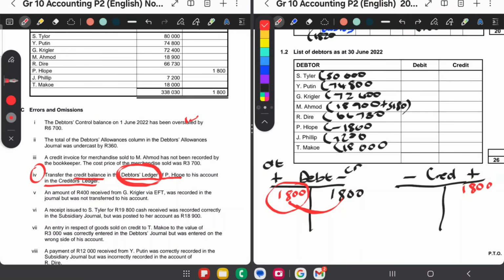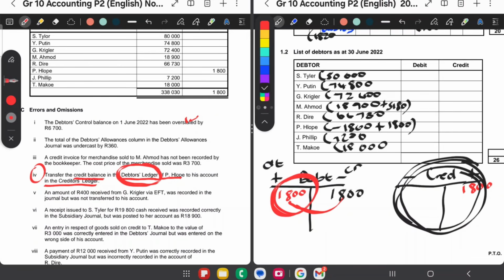So what did I do in terms of the debtors ledger? Because I'm not busy with creditors, eh? I'm busy only with the debtors ledger. The only thing I did, I added the 1,800. So I just cancelled the credit balance, eh? So I'm going to go to P. Klope's account. And I'm now just going to add 1,800. Can you see that's now 0? A negative 1,800 plus a positive 1,800 is 0. So I cancel that. We are not doing the creditors ledger, so I don't have to show this.